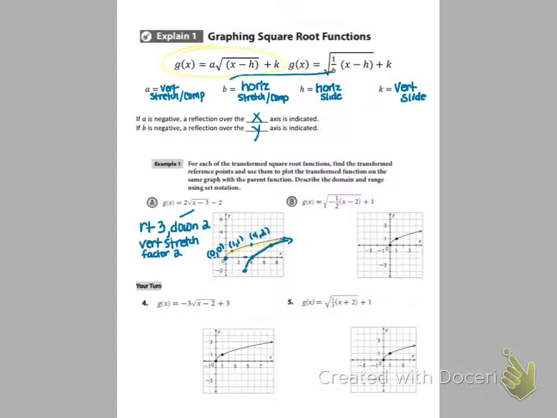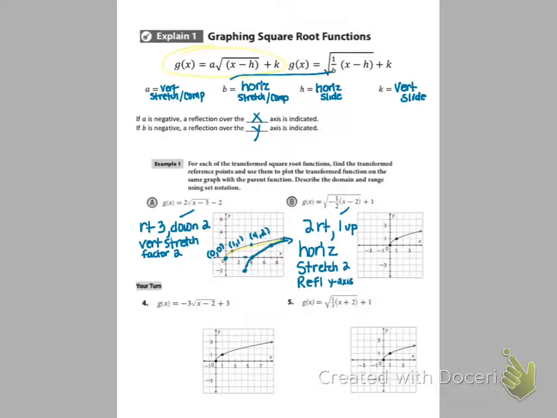So let's go ahead and take a look at example B. Describing that transformation, I can see here that there is a slide 2 units to the right and 1 unit up. There's a horizontal, and because the reciprocal of that 1/2 would be 2, it's actually a horizontal stretch of 2. And also a reflection over the y-axis, because that 1/2 is negative.